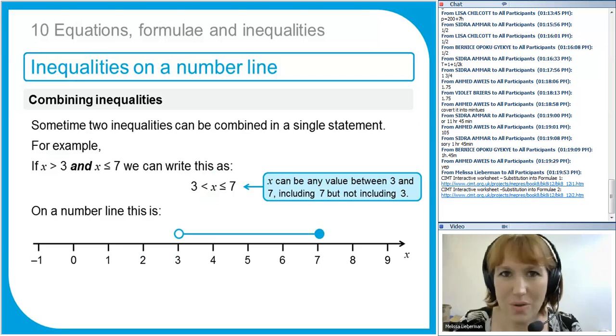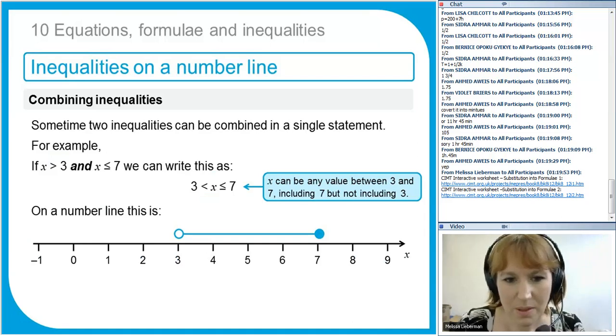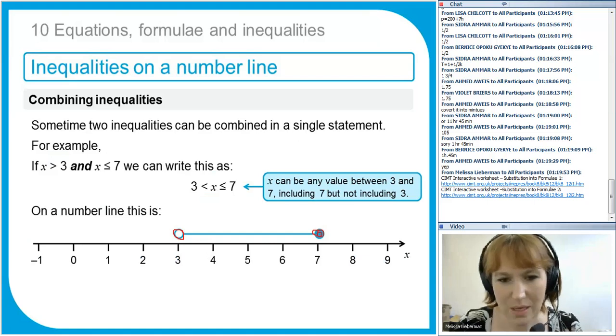And this is how you would show that particular inequality on a number line. X can't be equal to 3, but it's bigger than 3, so we put an open circle here. And then x is less than or equal to 7, so we put a closed circle there. And then it can be every value in between like that, between 3 and 7.